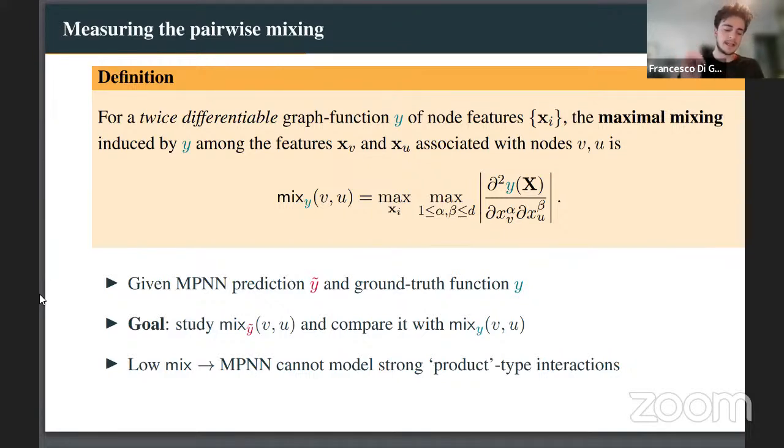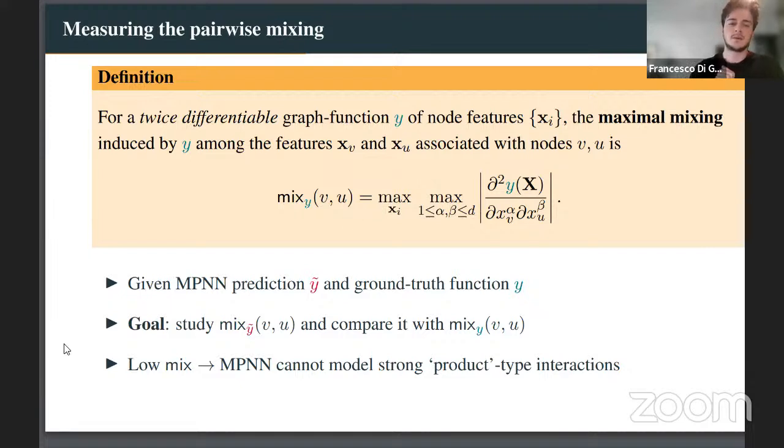So the previous example was just to convey the idea, not surprising, that the Hessian of the function y, so the second order derivatives of y with respect to different features xv and xu, basically are a proxy measure of the type of interactions that the function has to account for between xv and xu. So by taking the maximal entry of such matrix and then taking the maximum over all input variables, we have a measure of the mixing that the function induces between the information or the features that we have associated with nodes v and u.